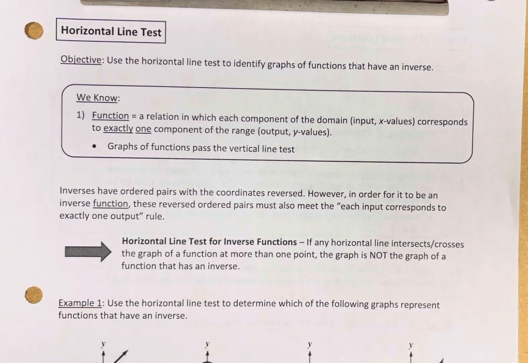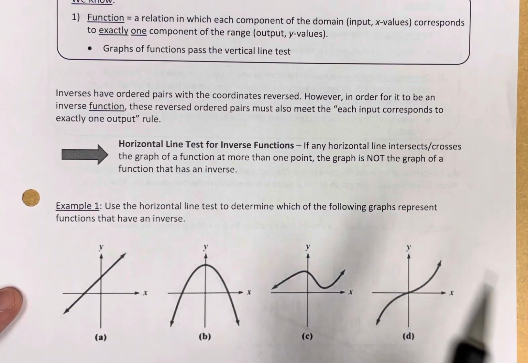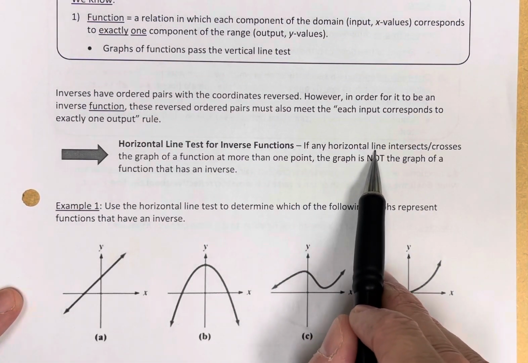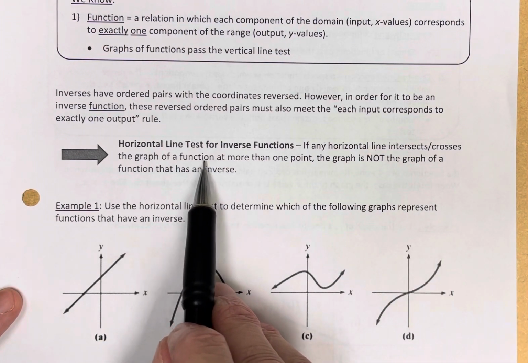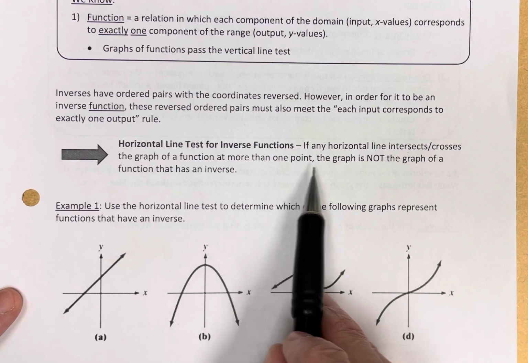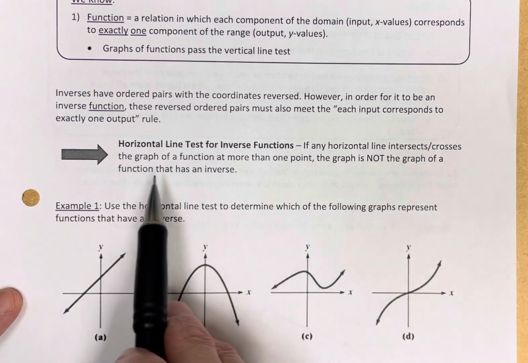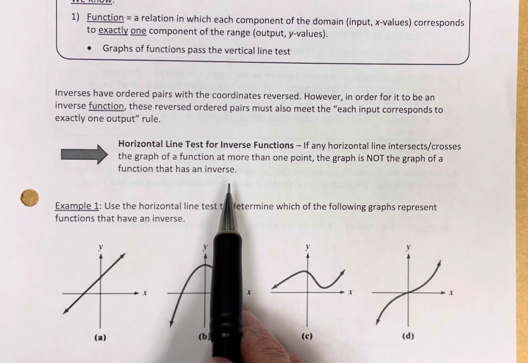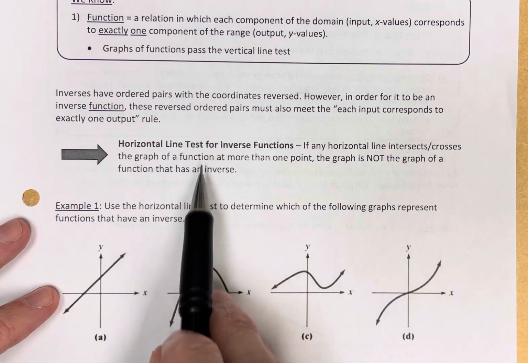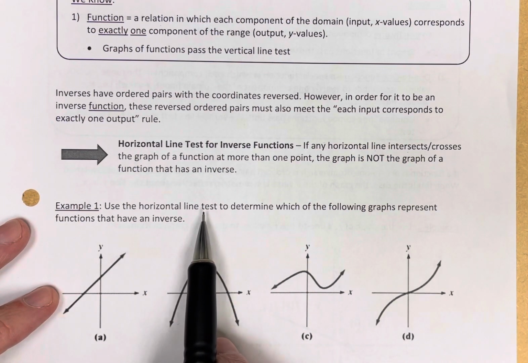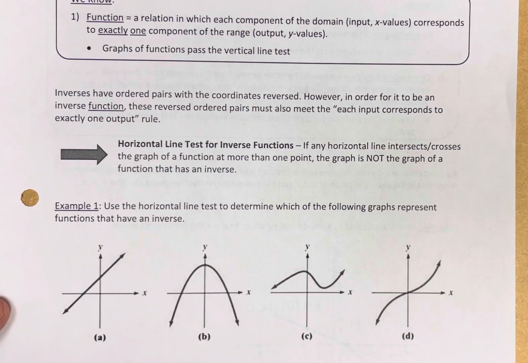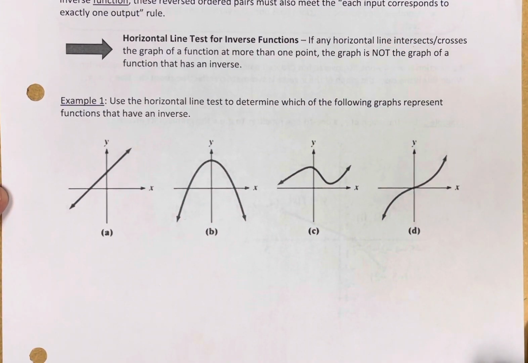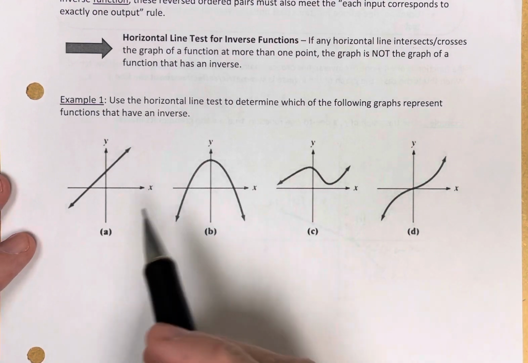Okay, so the horizontal line test. In a nutshell, if any horizontal line intersects or crosses the graph of a function at more than one point, the graph is not the graph of a function that has an inverse. Okay? Again, the vertical line test tells you whether or not it's a function. The horizontal line test tells you whether or not it's a function that has an inverse function. Okay, let's take a look at some examples and we'll see if we can't make this a bit clearer.